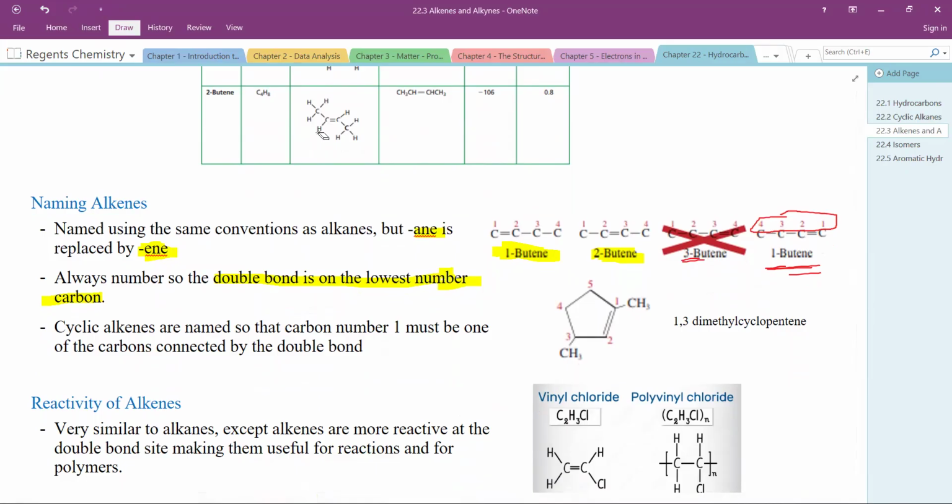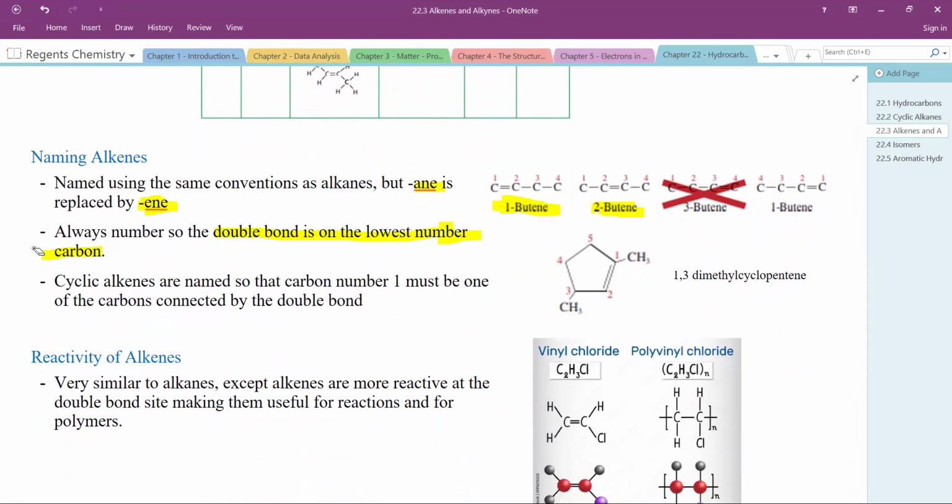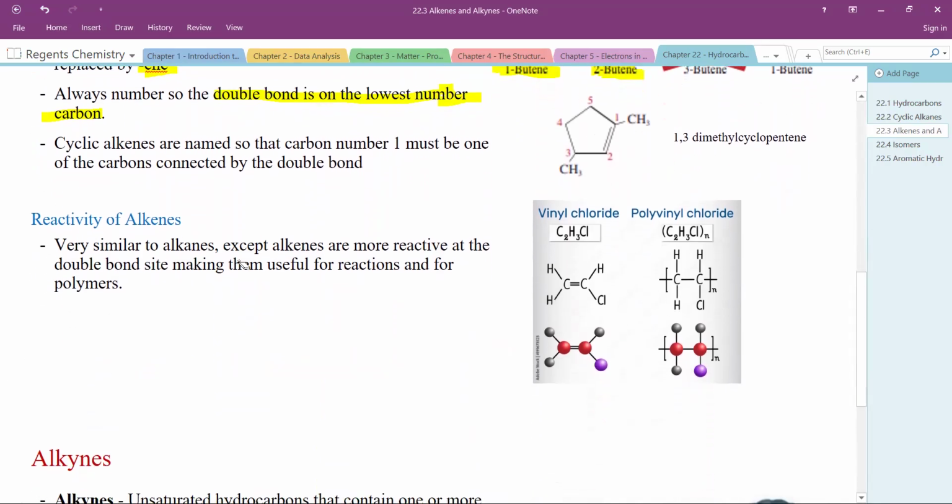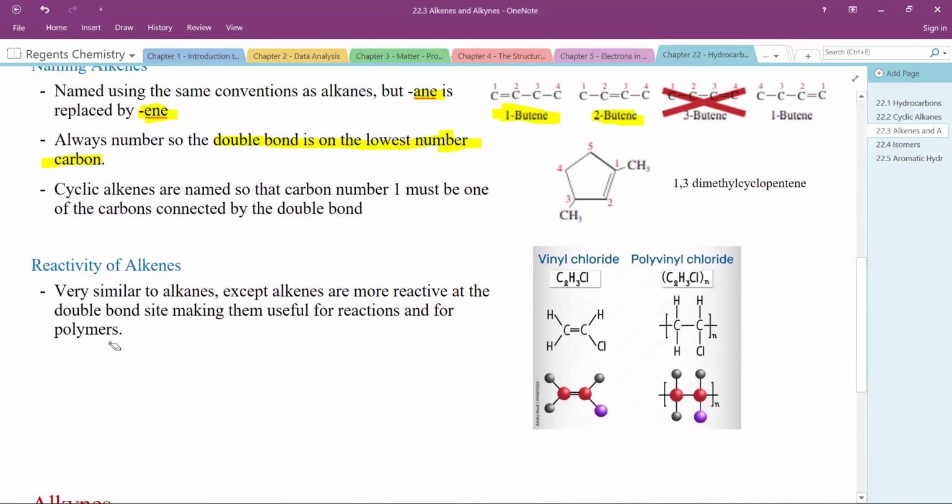Okay. Let me erase a little bit. This is a little messy. So additionally, in terms of cyclic alkenes, like you can see this, we have a 1,3-dimethylcyclopentene right here. Cyclic alkenes are named so that the carbon number 1 must be on one of the carbons connected by the double bond. So you can see here, that's this first carbon here. So it would be 1,3-dimethylcyclopentene.